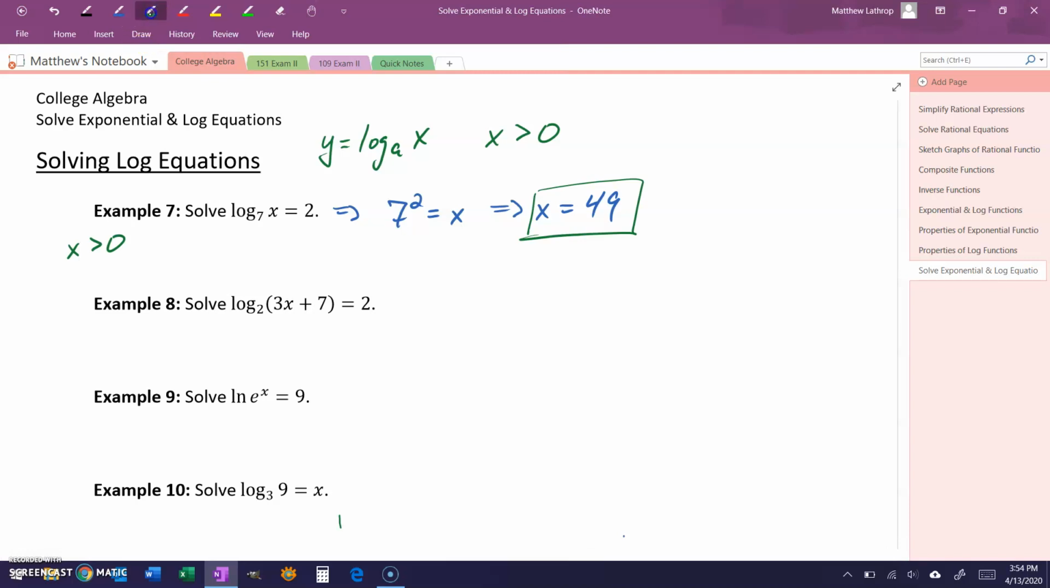In example 8, we have the expression 3x plus 7 contained inside that logarithm, so that needs to be greater than 0, meaning that any solution we come up with has to be greater than negative 7/3 in order to be valid.